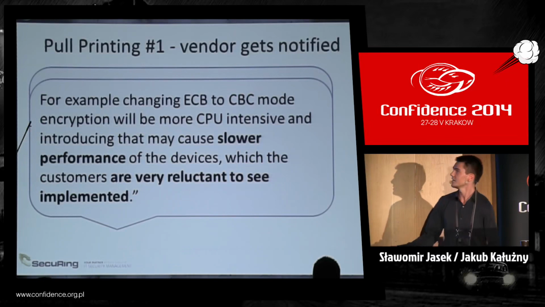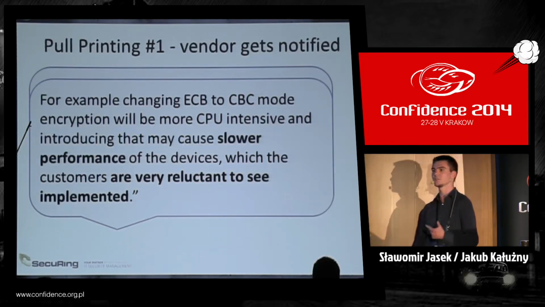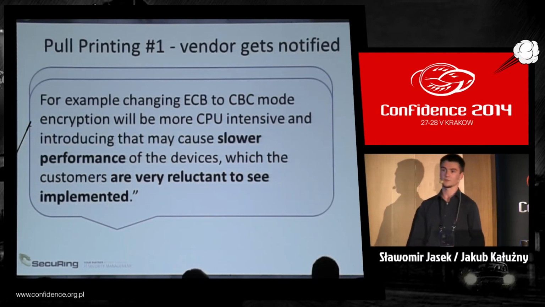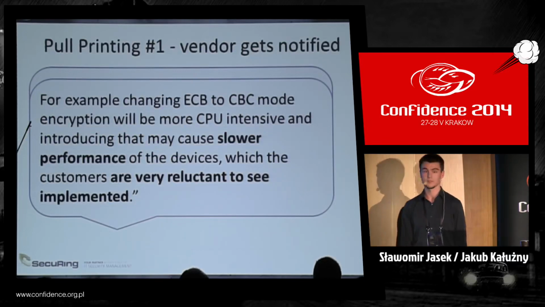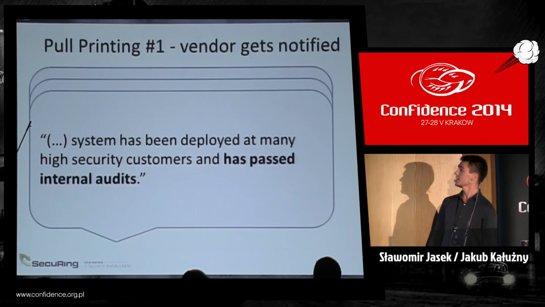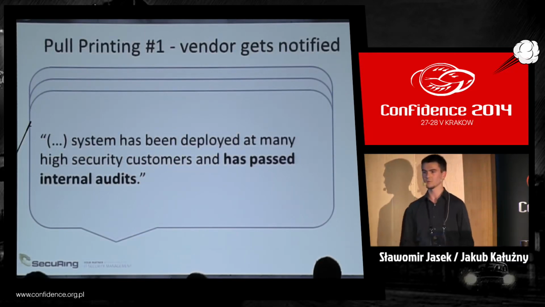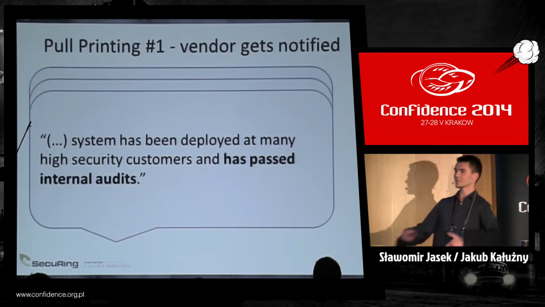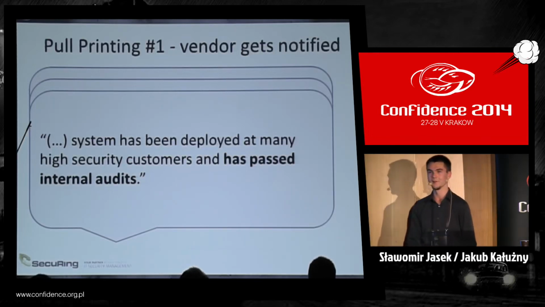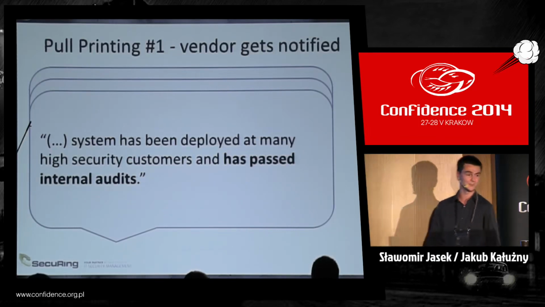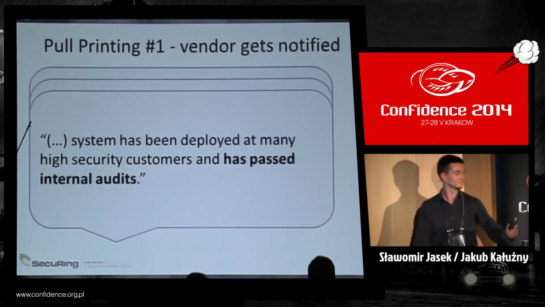Are you kidding me? On a single-threaded processor on the printer, CBC, as per our calculations, it wasn't slower. So basically they could change it. And the last thing, they tried to convince us that this solution was secure because they had already tested it on other high security customers. So basically their penetration testing company was not very good.